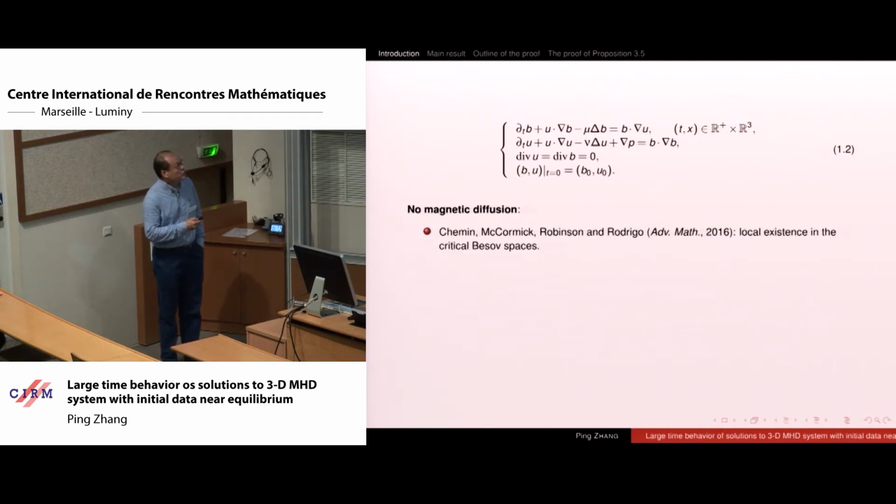If we assume the magnetic diffusion equals 0, it was proved by Yang and his collaborators that there is local existence of solutions of the system with initial data in critical Besov spaces.